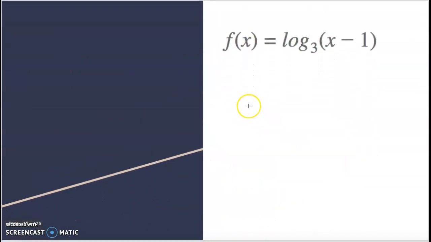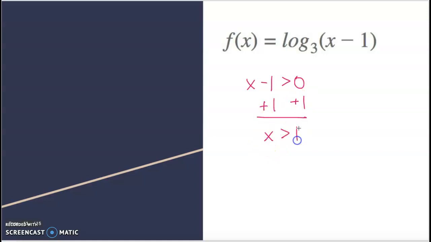All right, let's go ahead and try it with another logarithm. Okay, so then we do the same thing. This is a common log, so it doesn't say ln, it actually says log. It has a base of 3, and that's fine. We still take whatever is inside of our parentheses, and we make it greater than 0. This one's a little bit easier, because all I had to do was add 1 to both sides. So my domain for this equation will be all x values such that x is greater than 1.